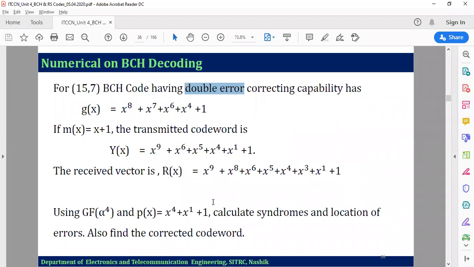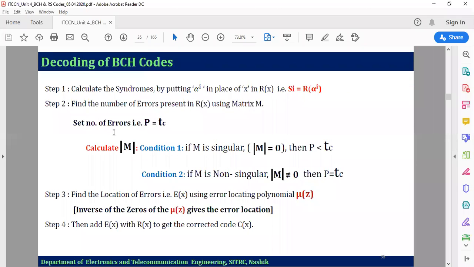So just write down these steps, how to calculate the syndrome. The very first step in your numerical is, from the received code word you need to find the syndrome. So step one is calculate the syndrome. Everyone, please write down this first step. You have left some space for writing the decoding of BCH code. So in that space, write step one, calculate the syndromes. And how to calculate the syndrome? Using the received code word, just replace x by alpha raised to i. Now, I will tell you while solving the numerical what is alpha i and what is Si.